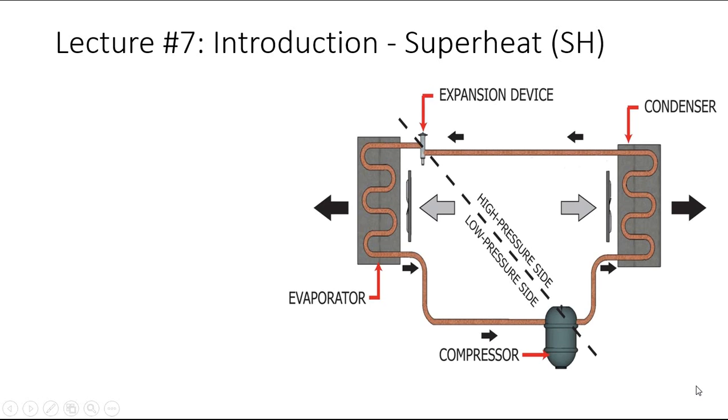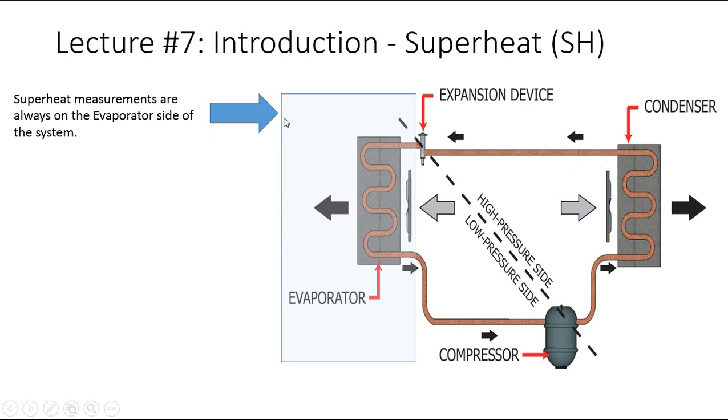So this should be familiar to you. We covered this in lecture number 6. This is a basic refrigeration system. You've got your evaporator, compressor, condenser, expansion valve. When we refer to superheat, we're always going to be referring to the evaporator or the heat absorption side of a refrigeration system. So you always will know that. That never changes.